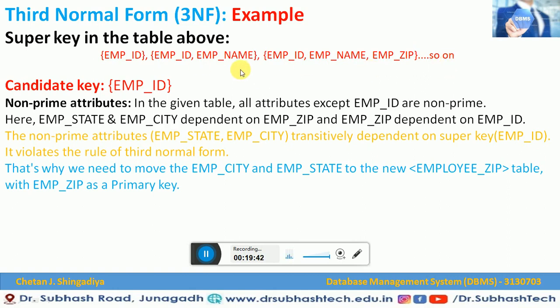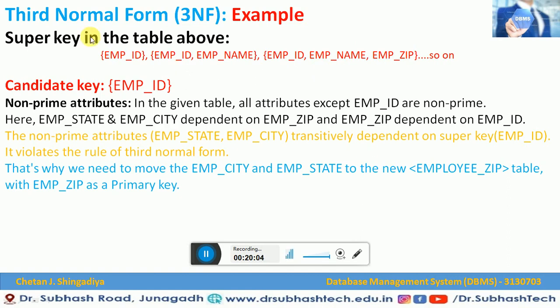These are the super keys. Now, what is the meaning of super keys? Let me explain once again. This employee ID is one key. Employee ID, employee name, the composite, is a composite key, and once again it is called a super key. Then employee ID, employee name, and employee zip is another super key, and so on. With the help of a super key, we can identify a unique record in the database.